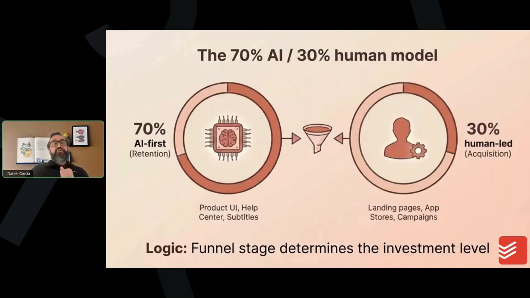The mental unlock to clear up this bottleneck was that we stopped asking, how do we translate everything well? And we started asking, how does human craft actually drive growth? And that's how we created the 70-30 model. That's the way it was born. We have an AI-first model with human LQA, which covers around 70% of the content types. To give you an example, AI-first and human LQA is product UI, the help center, all the support content, educational content, and video subtitles.